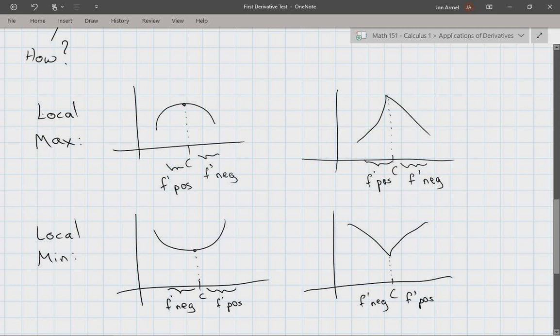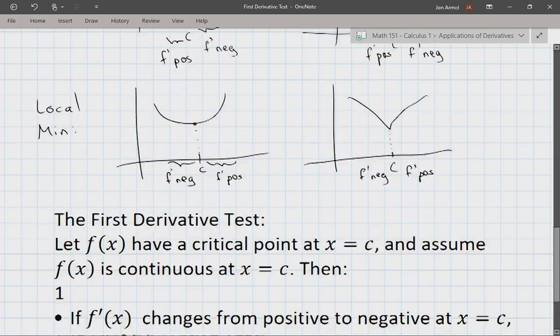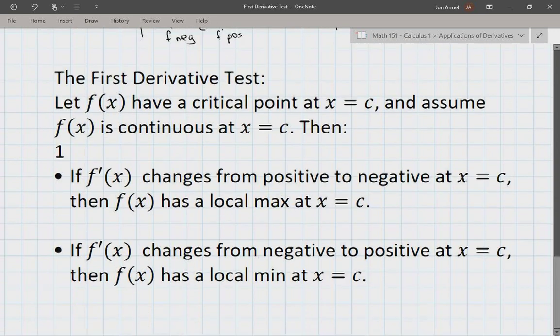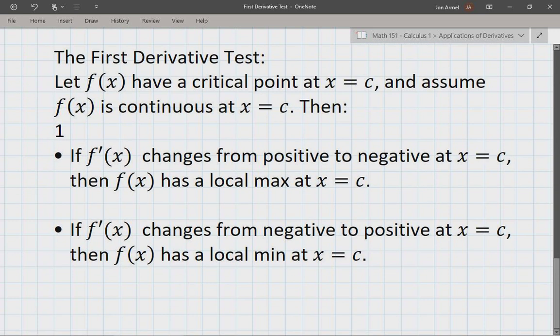Cool. So this gives us a way of using the first derivative to detect which of these situations we're in, whether we're in the local max situation or the local min situation. And when we do that, it's actually a theorem, and it's called the first derivative test. That picture is kind of the proof. I didn't want to write all this by hand. Hopefully you're okay with that. You can pause the video if you want to write it down.